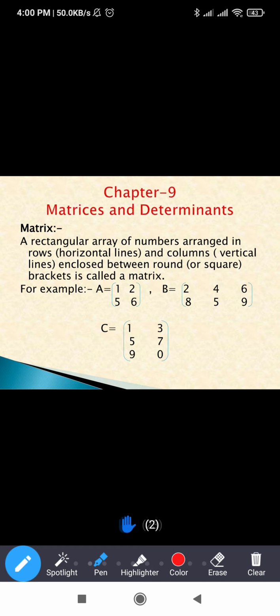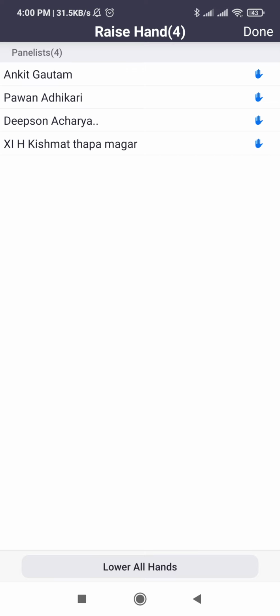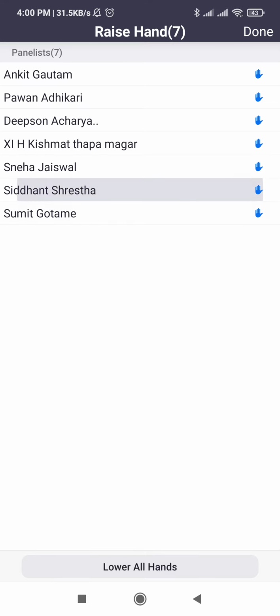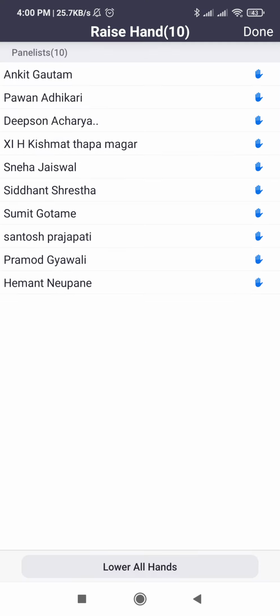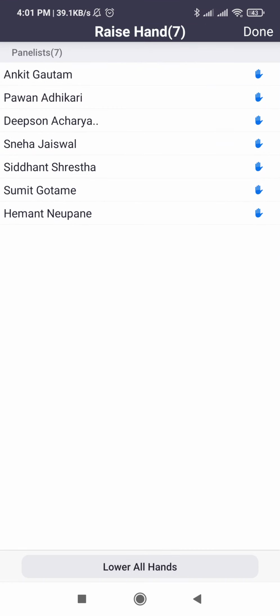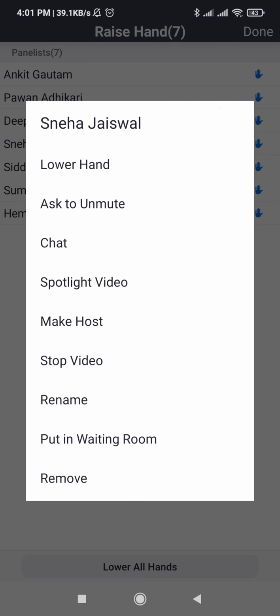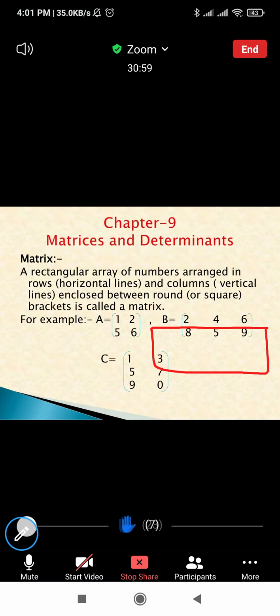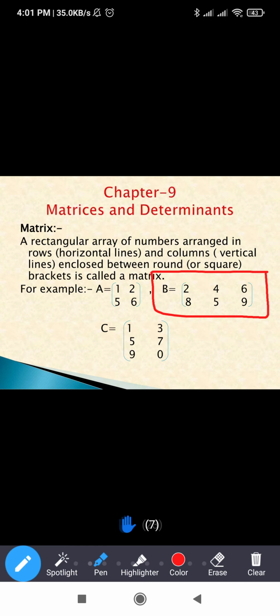Can anyone tell me the size of matrix B? I'm just giving a chance to Siddhant Shrestha. It's 2 by 3. Thank you, good. Next, I want to give a chance to Sneha Jaiswal. Tell me the order of matrix C. Matrix C is 3 by 2. Okay, that is good, correct. After unmuting yourself and giving the answer, please mute yourself again.